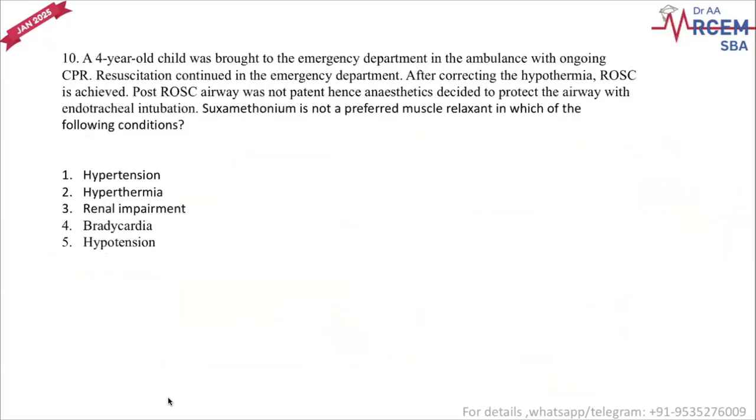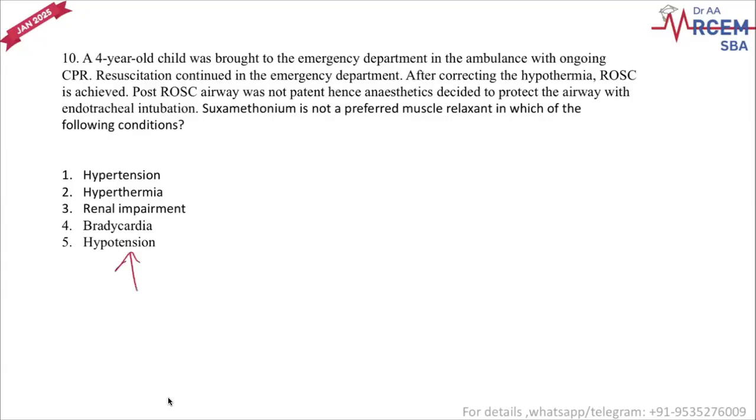Next one, a 4-year-old child was brought to the ED in the ambulance with ongoing CPR. Resuscitation continued in the ED. After correcting the hypothermia, ROSC has been achieved. Post-ROSC airway was not patent. Hence, the anesthetist decided to protect the airway with endotracheal intubation. Suxamethonium is not the preferred muscle relaxant. In which of the following conditions do you not give suxamethonium for this patient?